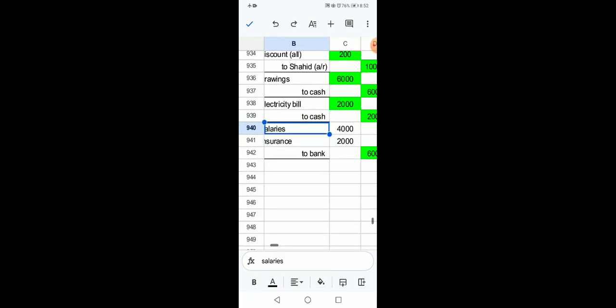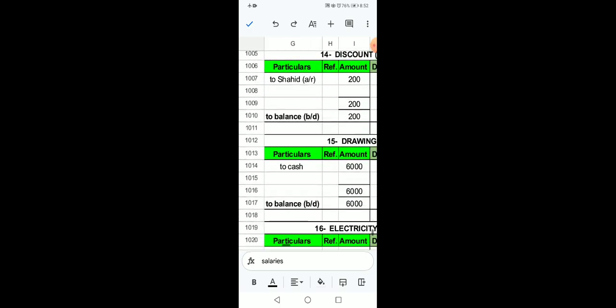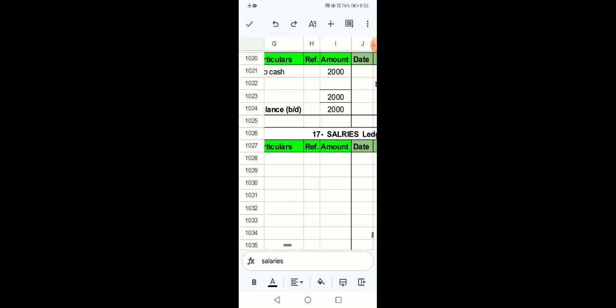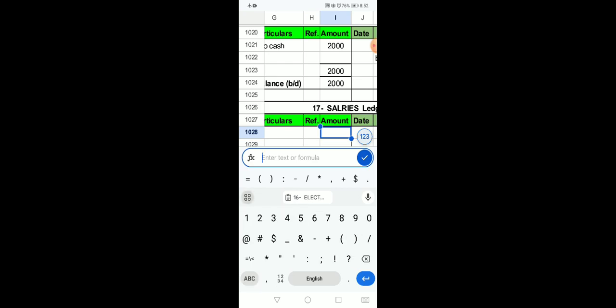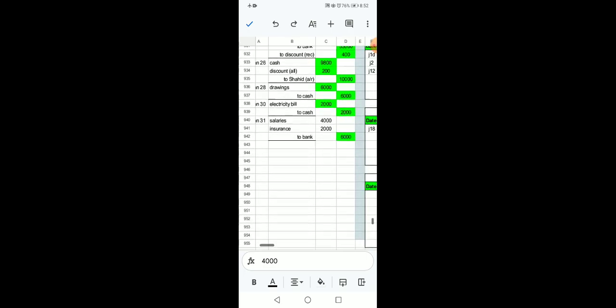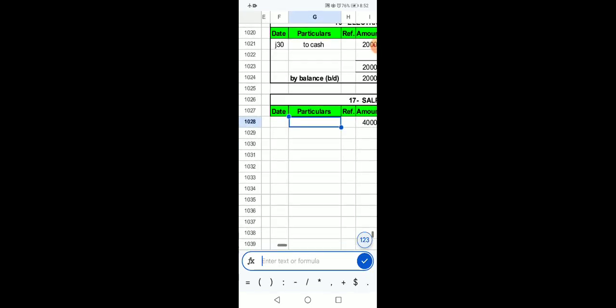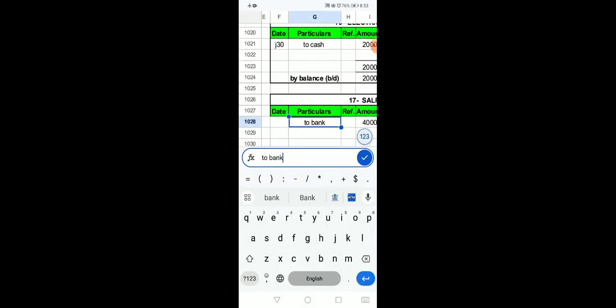See where salaries are present. Here first entry, it is debited by 4,000. So we will go to the ledger of salaries and we'll write 4,000 on debit side. It's time to see its reference. Salary was debited by 4,000, and what is written on the opposite side, it is bank. So you will be writing to bank in reference column.